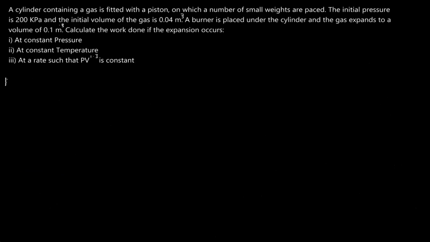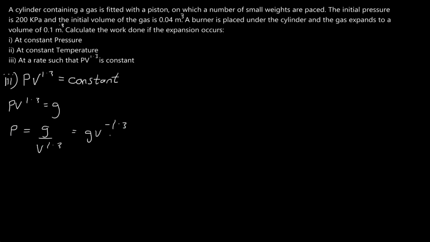Finally, if PV to the power of 1.3 is constant, let's call our constant G. So we can write P equals G divided by V to the power of 1.3, or G V to the power of minus 1.3. Now using this in our integral to calculate the work done, we have W12 equals the integral of G V to the power of minus 1.3 dV from state 1 to state 2.